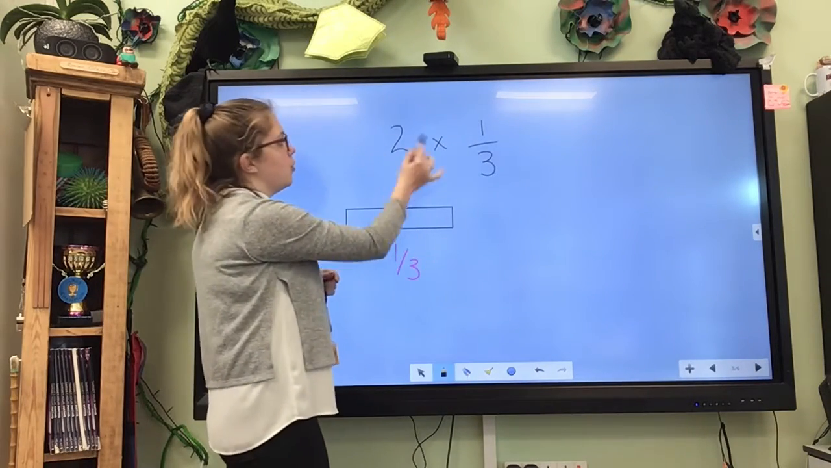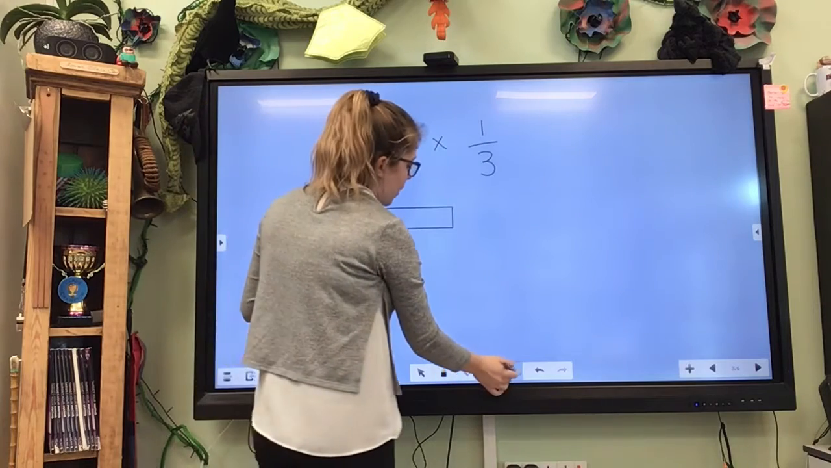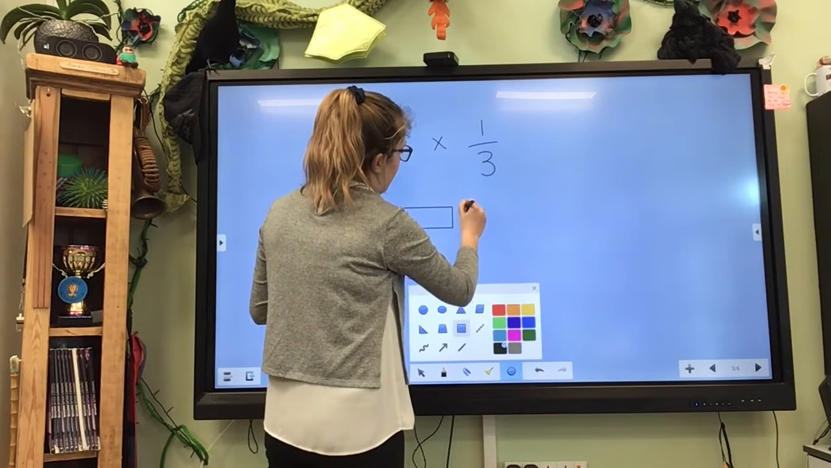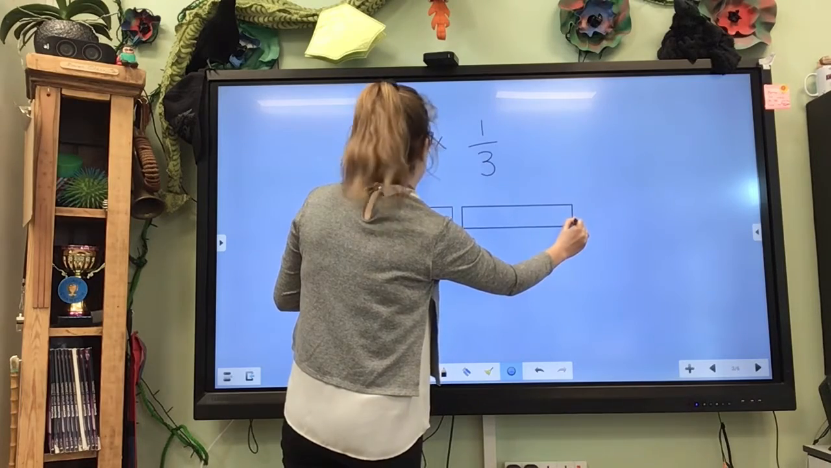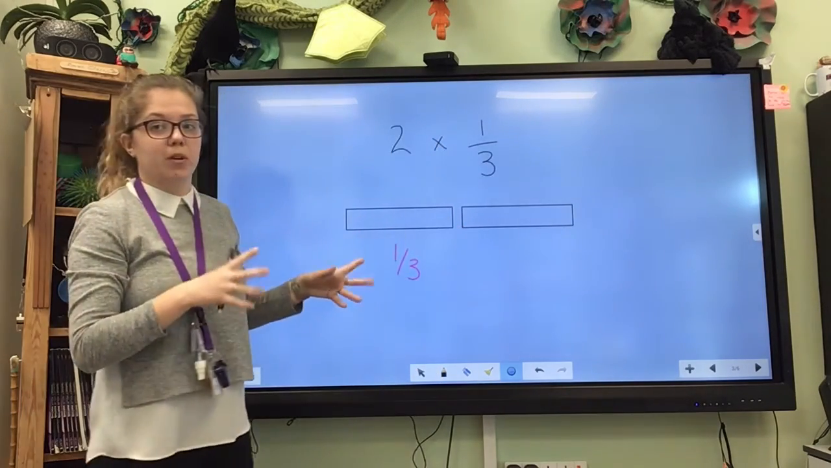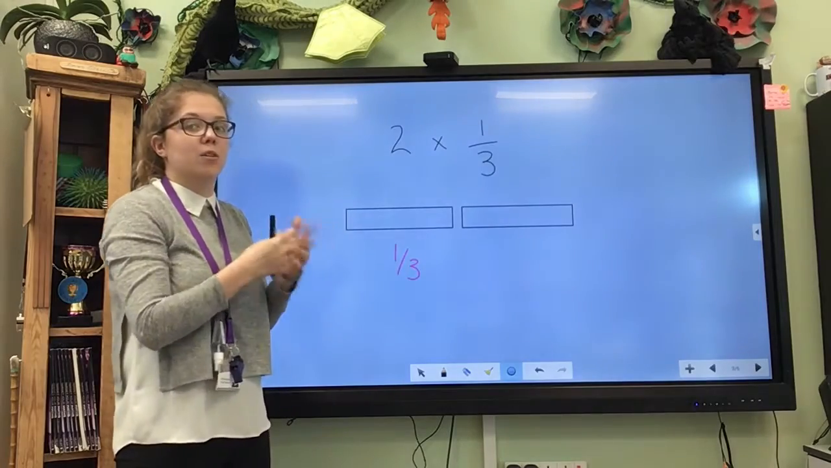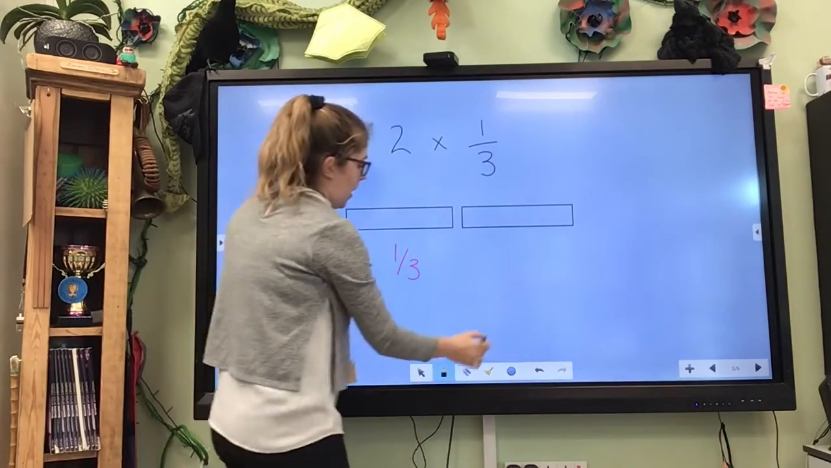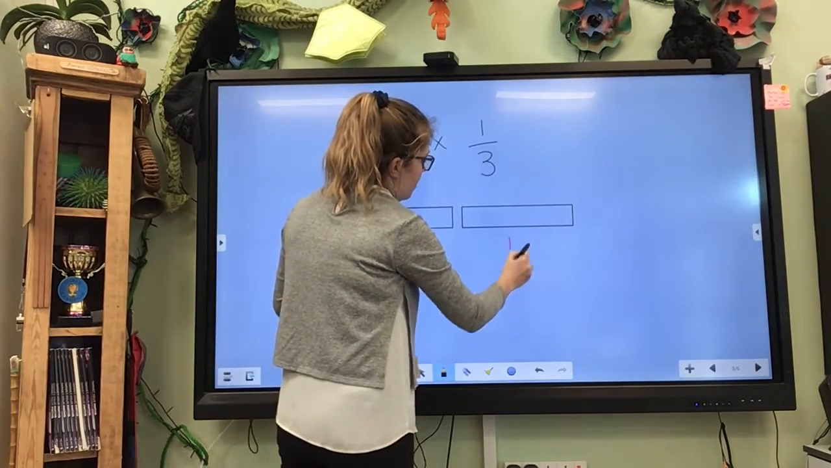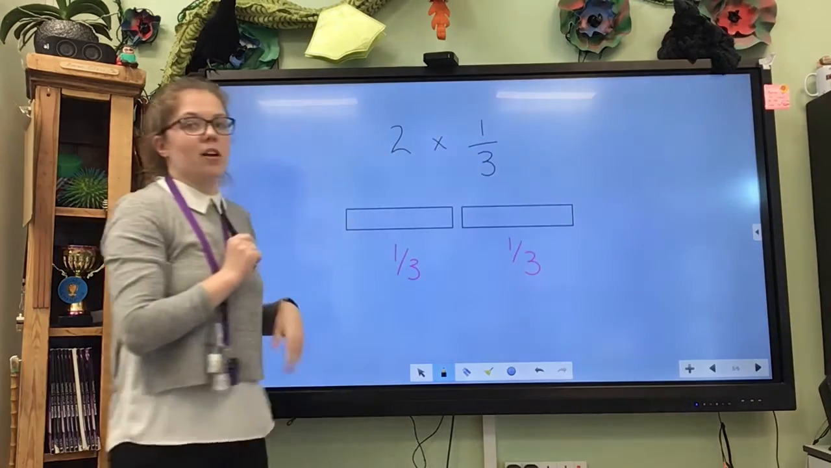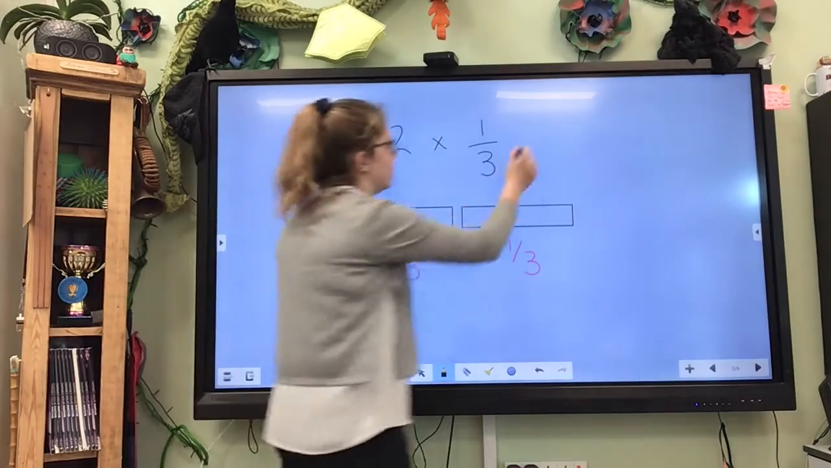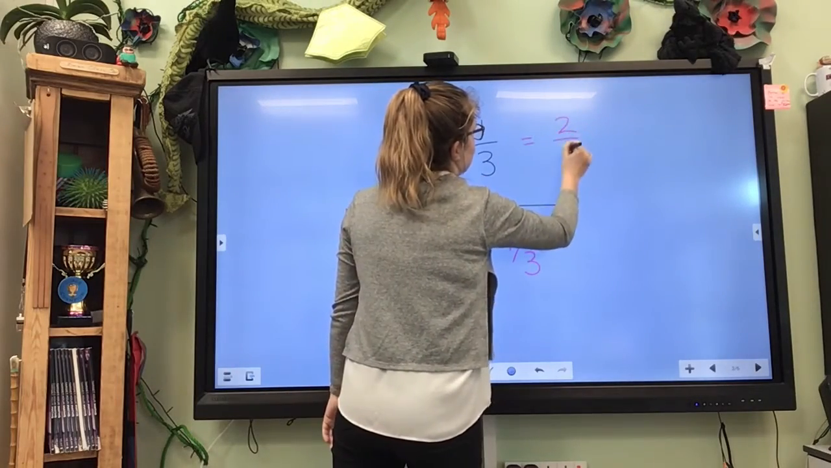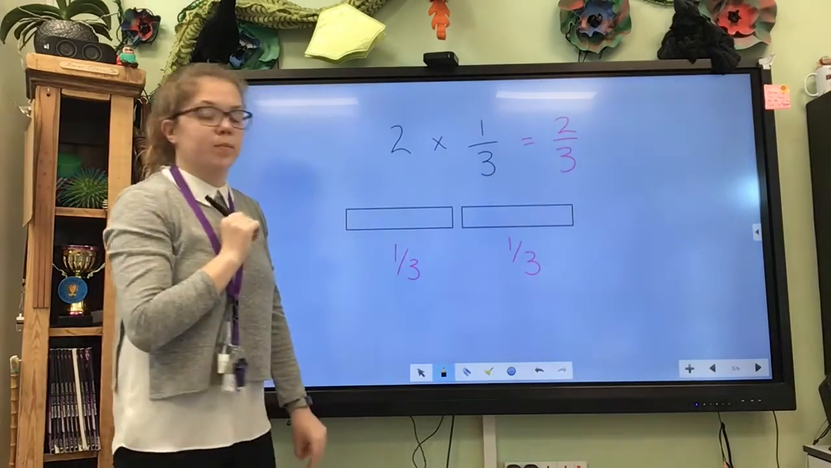But we've got 2 lots of a third, because we're multiplying it by 2. So I need another third. Again, we're going to pretend that those are equal and the same, because fractions always are equal parts of a whole. And so I've got another third there. So what's my answer going to be? 2 lots of a third. If I add a third and a third, I'm going to get 2 thirds. Just like that.